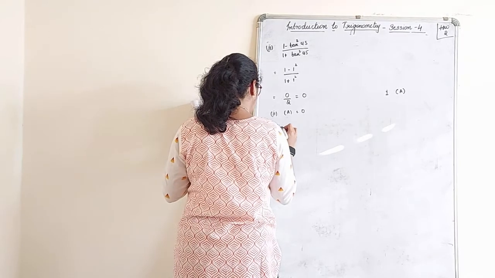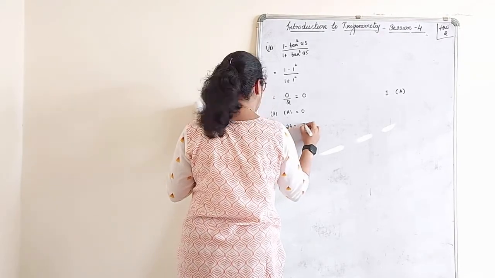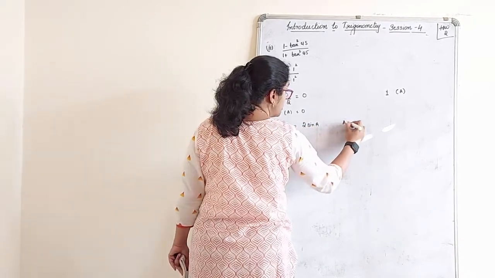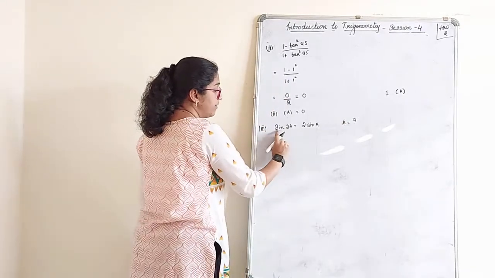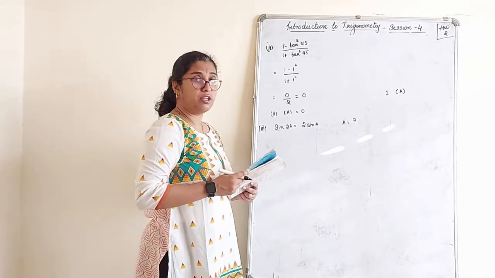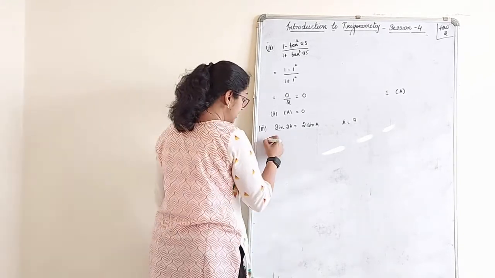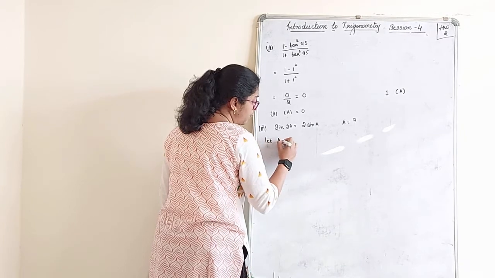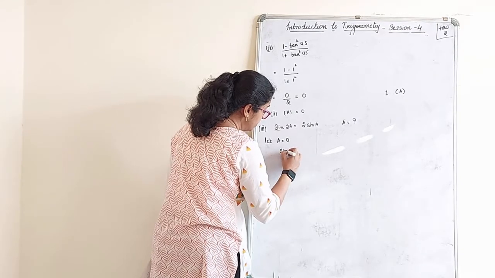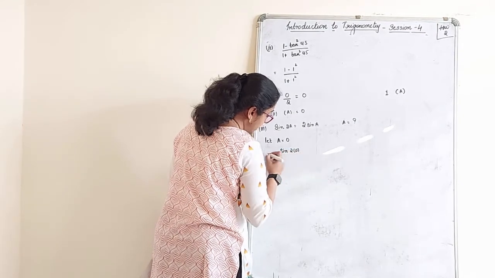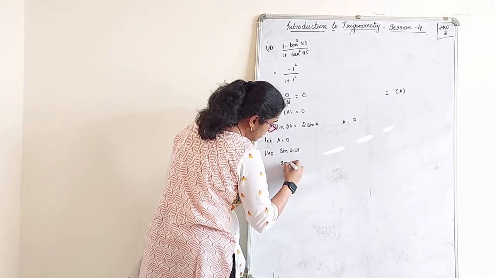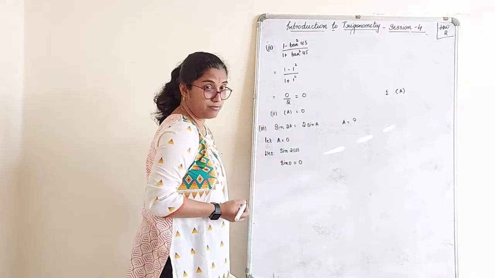Third one. Sine 2A is equal to 2 sine A. This is true for what value of A? Now, sine 2A is equal to 2 into sine A is valid for what? Under such questions, we always substitute the given options. I'll go with the first option, A is equal to 0. So see here, sine 2 into 0, the LHS part. Sine 2 into 0 is sine 0, which is nothing but 0, right?